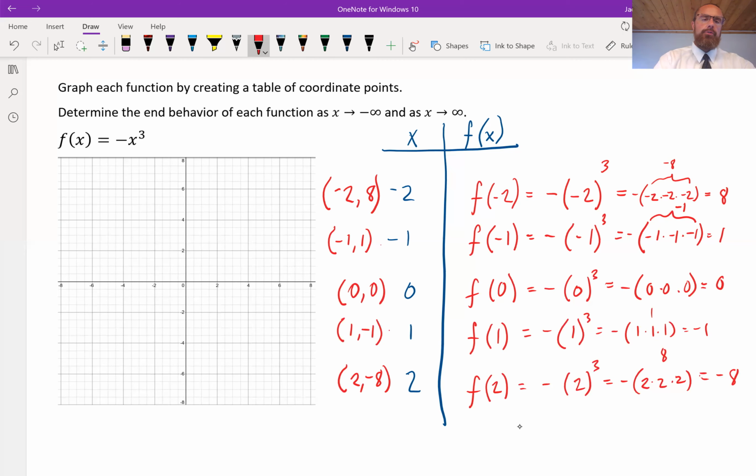So now we're ready to plot our points and to graph that function. So -2 is at +8. -1's at +1. 0, 0, 1, -1, and 2, -8. So we've got that framework for the function. Now we just need to sketch it and connect everything.